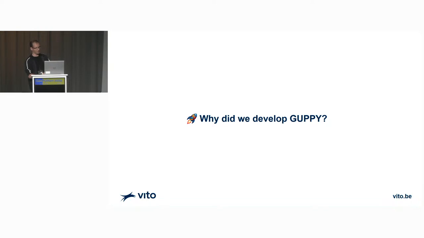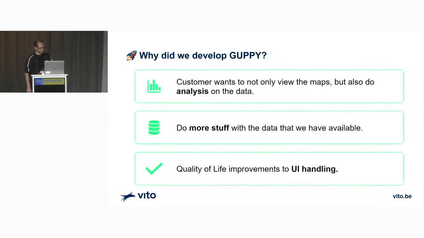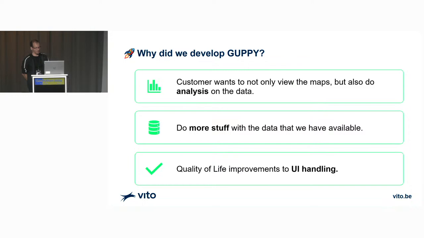So yeah, why did we develop Guppy? Because I think for having an API that just represents raster and vector data on the web, there are many of them already. But we concluded that our customers at the beginning only wanted to view the data, but more and more demand us to also do some analysis on the data in the browser itself. And then, of course, once we are going to do it ourselves, we can do more stuff with the data we already have available. And of course, the front-end developers want to have some quality of life improvements in the UI handling.